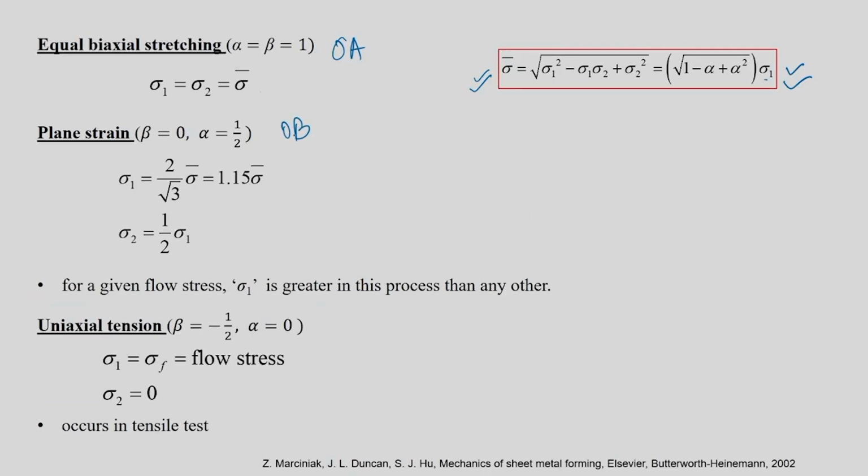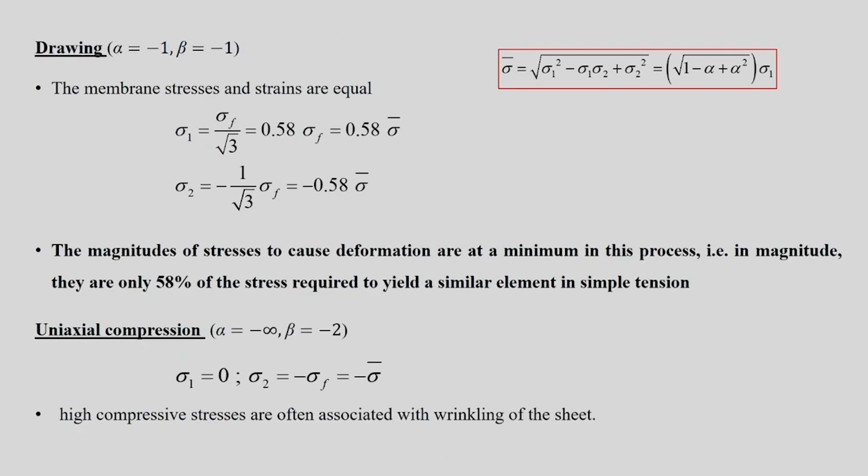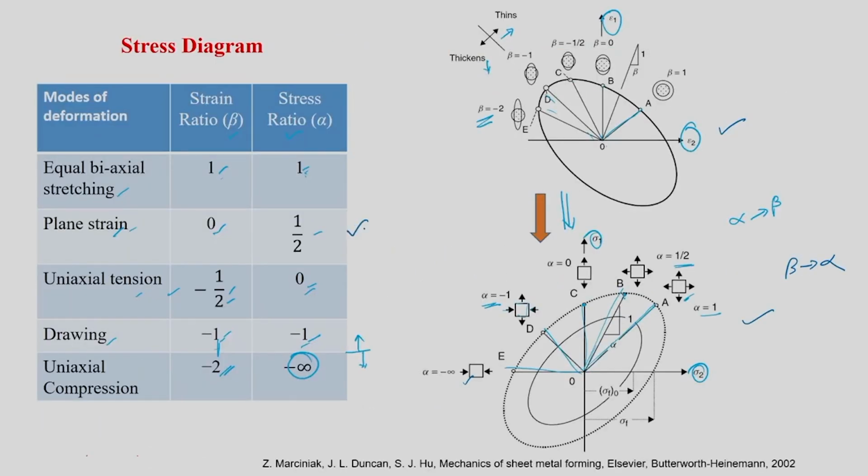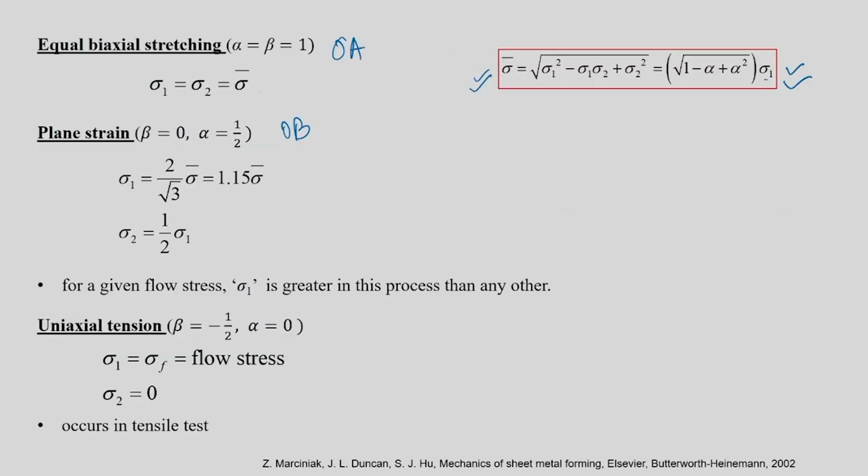Okay, so here you will see that beta is equal to 0 and alpha is equal to half. So if you put alpha is equal to half here, you will get sigma 1 equals 2 by square root of 3 into sigma bar, which is nothing but 1.15 times sigma bar, and sigma 2 is equal to half into sigma 1 because alpha is equal to 1 by 2. So for a given flow stress, here you will see sigma 1 is greater in this process than any other. Here sigma 1, which is the principal stress, is 1.15 times sigma bar.